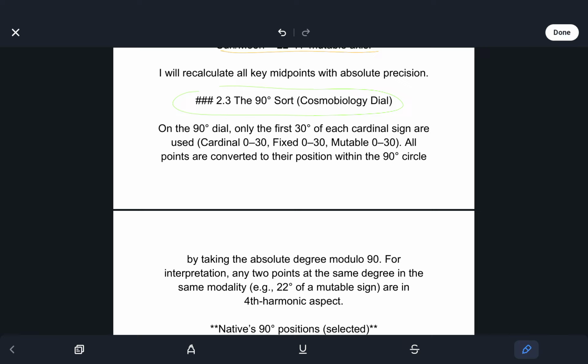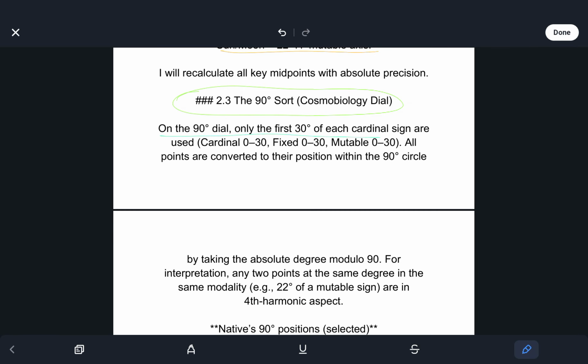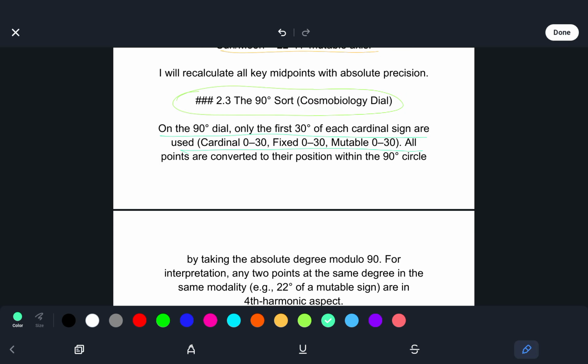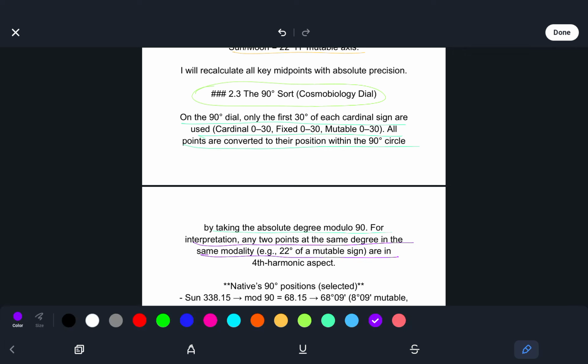Alright, let's look at the 90 degrees short cosmobiology dial. On the 90 degrees dial, only the first 30 degrees of each cardinal sign are used: cardinal 0 through 30, fixed 0 through 30, mutable 0 through 30. All points are converted to their position within the 90 degree circle by taking the absolute degree modulo 90. For interpretation, any 2 points at the same degree in the same modality, for example, 22 degrees of a mutable sign, are in fourth harmonic aspect.